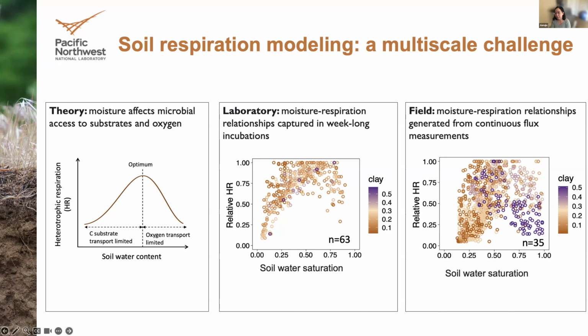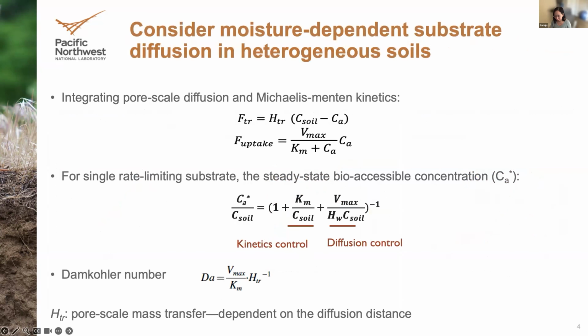To be able to better understand these processes, our first action is trying to understand why these measurement points spread around this theoretical curve, and how we can better constrain this spread of observations. So I always start with the theory. Starting with the theory, I was thinking that's where the soil heterogeneity and the pore scale processes come into play.